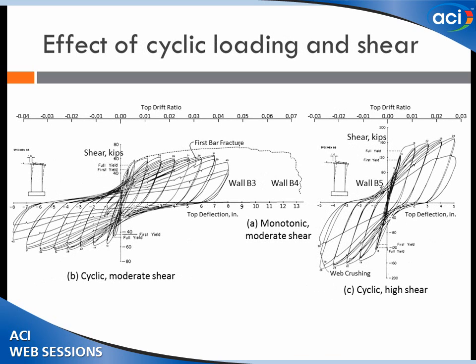The work also demonstrated how cyclic loading affected behavior and how aspect ratio or the shear demand affected the behavior. Shown here are results from 3 different tests. One of these is a monotonic test. This is wall B4. And under monotonic loading, of course, the deformation capacity is excellent. It's robust, displaced to a top displacement of 13 inches.